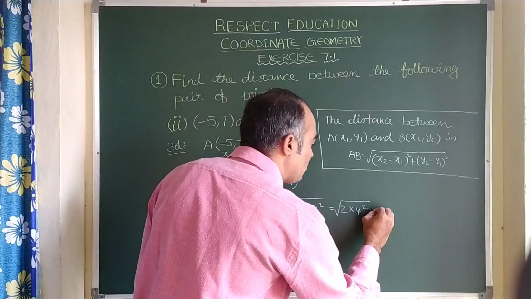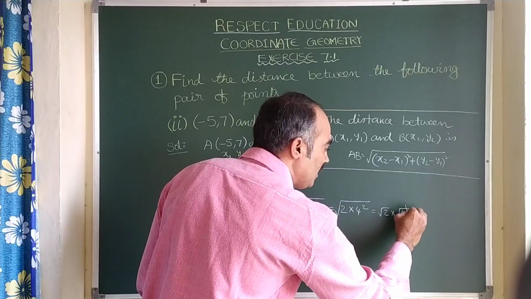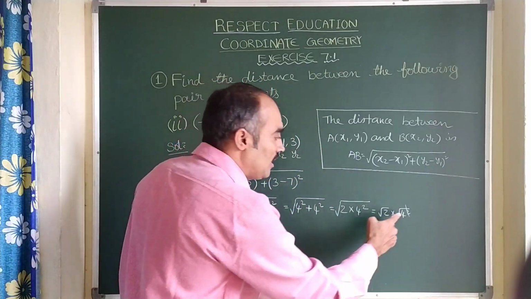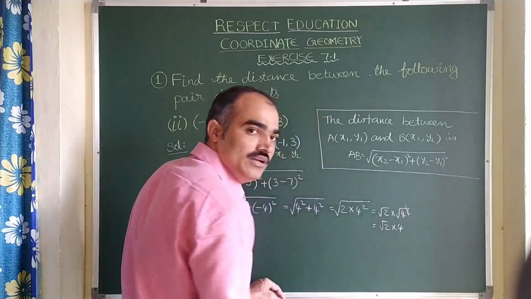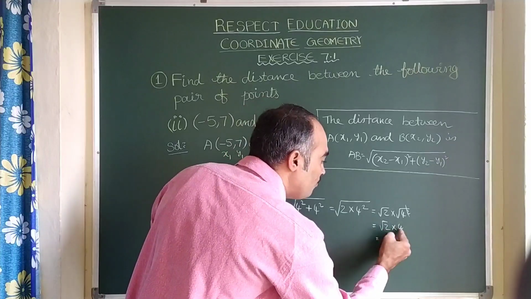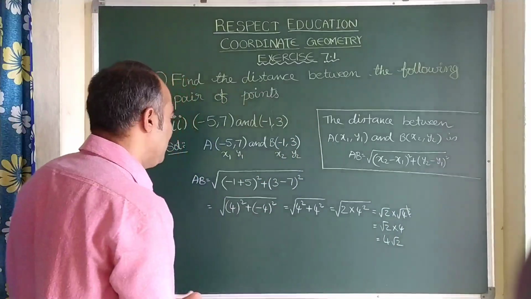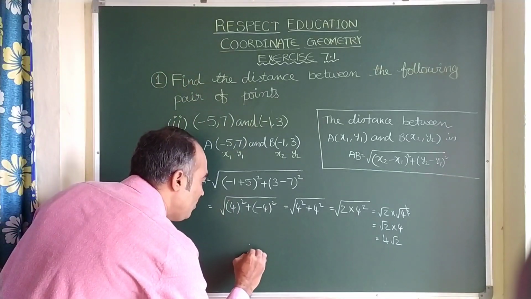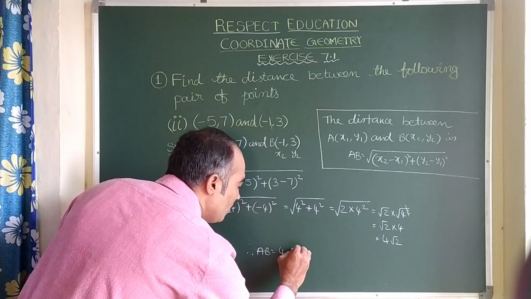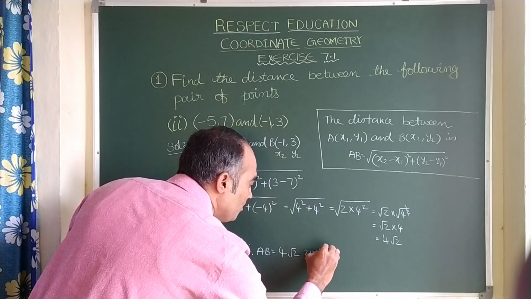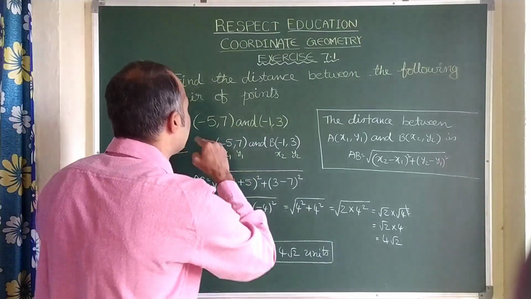Now let us split the root. Root 2 into root 4 square. Square and root get cancelled. Now it becomes 4. So it is root 2 into 4, nothing but 4 comes first. 4 root 2. So finally here, therefore AB, the distance between AB is 4 root 2 units. This is the answer for the second bit.